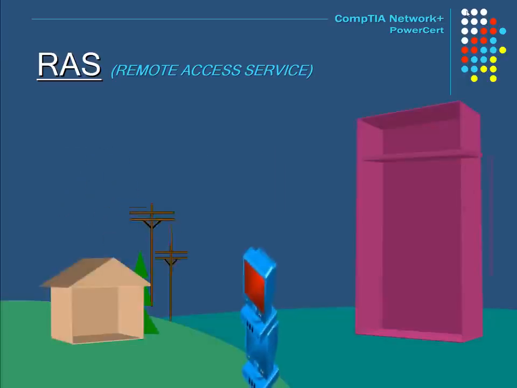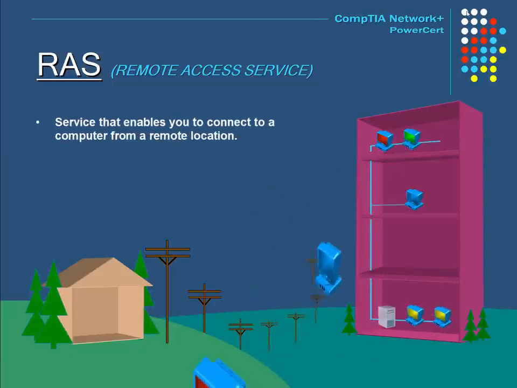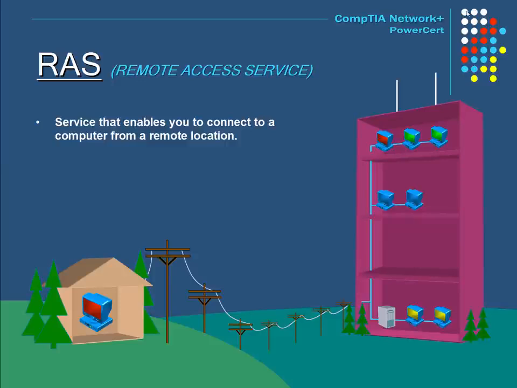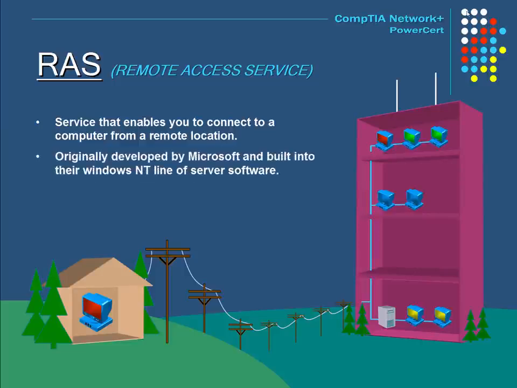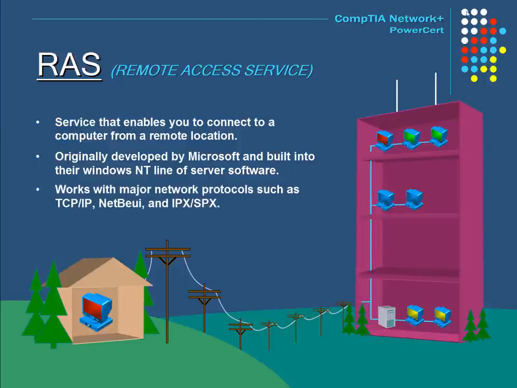Remote access service is a technology that enables you to connect to a computer from a remote location. For example, from your home to your job. It allows the services which would be available on a remote network to be accessed over a dial-up connection. RAS was originally developed by Microsoft and built into their Windows NT line of server software, and it works with major network protocols such as TCP/IP, NetBEUI, and IPX/SPX.